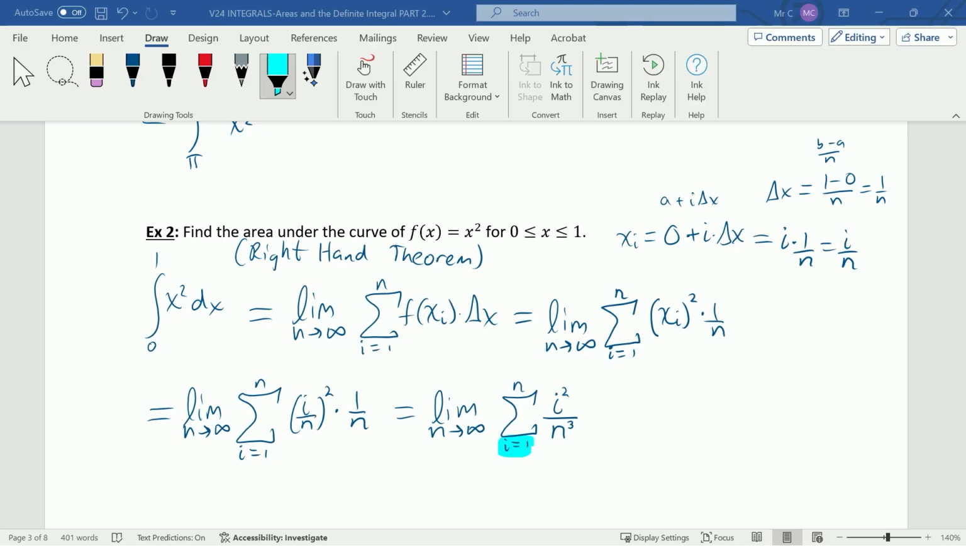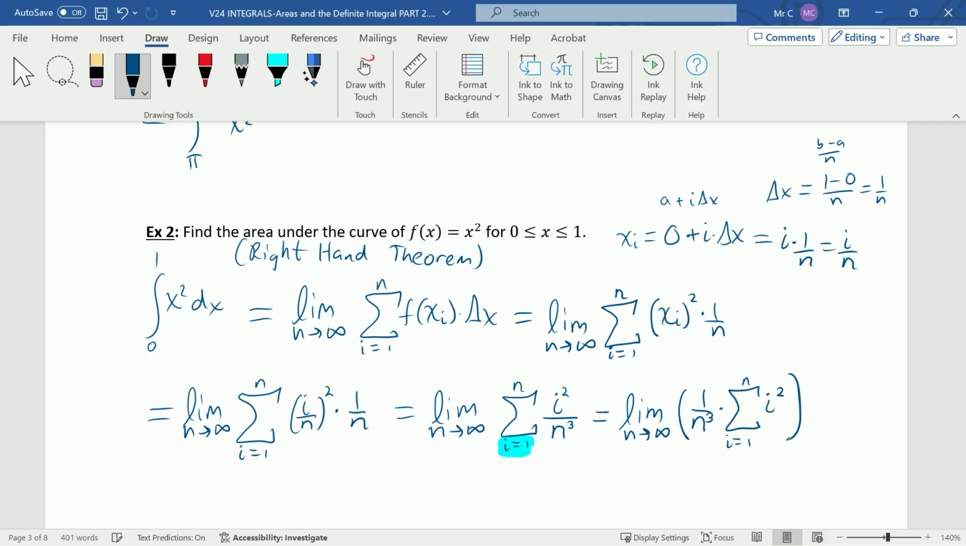So since our variable is i equals 1, or sorry, it's not i equals 1, it's i. Our variable is i. That means that anything in terms of n is considered a constant when it comes to the sum. So i is what changes in the sum, n is what changes in the limit. But that means that I can factor out my 1 over n cubed out of my sum. And so I just get left with the sum from i equals 1 to n of i squared.